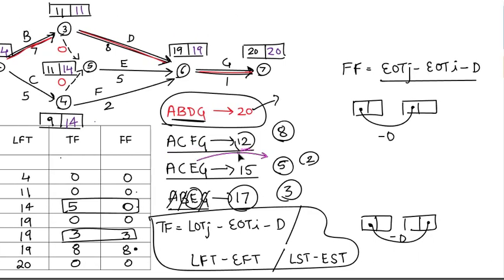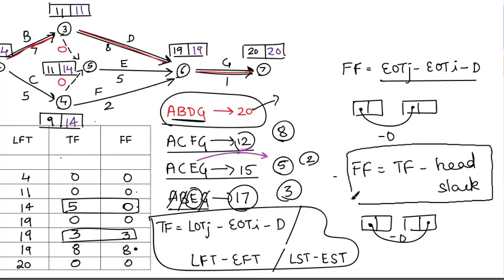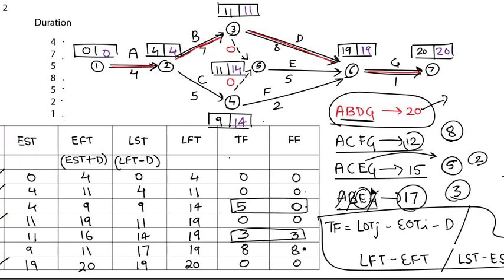And for free float there is another formula. Free float will be given by total float minus head slack. Let's see what is head slack. For obtaining head slack, all you have to do is subtract the boxes. So 0 minus 0 will be 0, 4 minus 4 will be 0, 11 minus 11 will be 0, 19 minus 19 will be 0, 20 minus 20 will be 0. So for all the critical activities, slack is 0, only it is 14 minus 9, that is 5, 14 minus 11, that is 3.